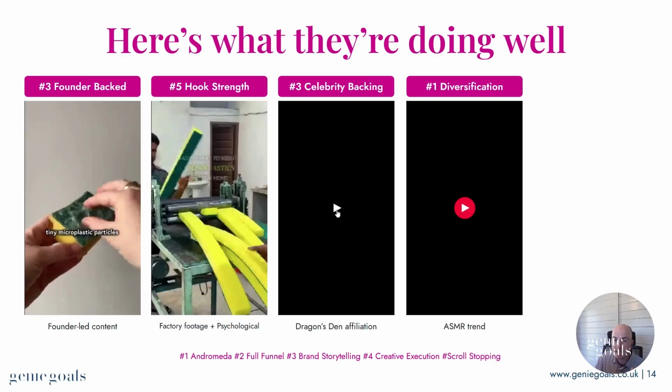Next, we've got celebrity backing. So not all brands have the benefit of being backed by a dragon, but that is also incorporated within their ads.